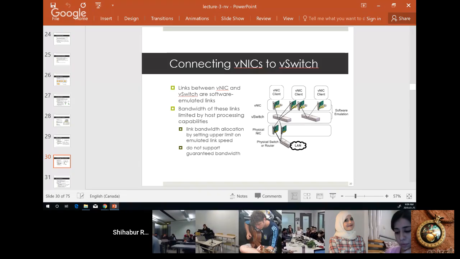If you allow no application to exceed 10 megabit per second, say, then all the applications will get more or less 10 megabit per second if they have traffic to transmit at that rate. This is not hard partitioning. We are not really dividing the bandwidth physically here, okay?